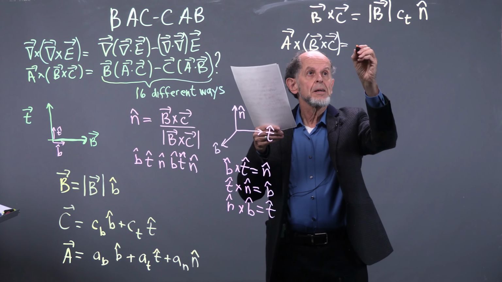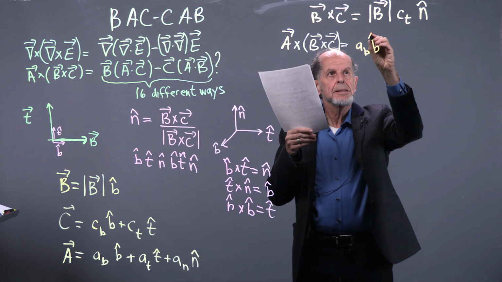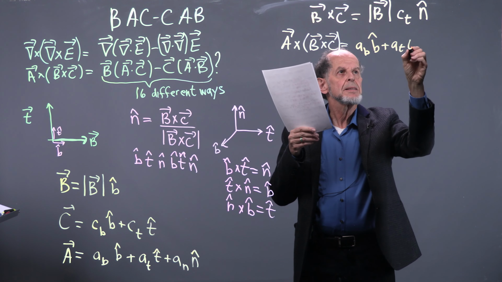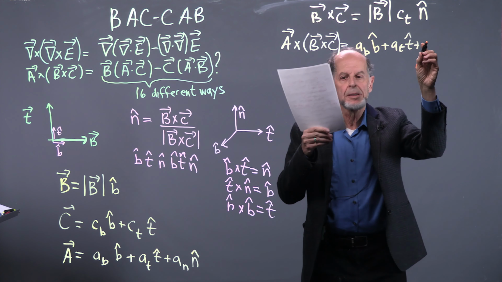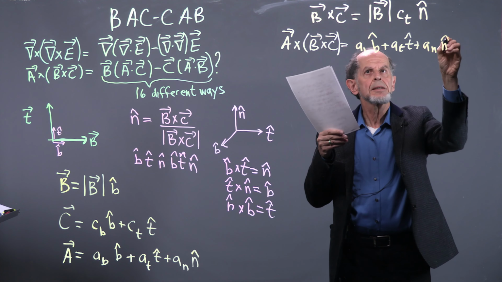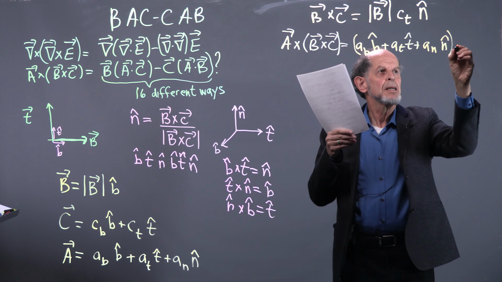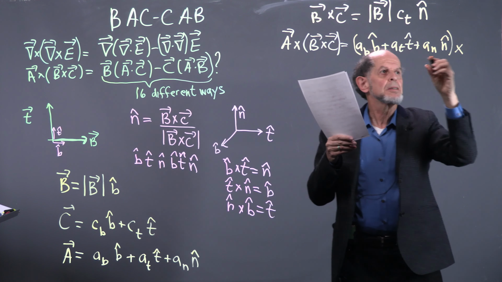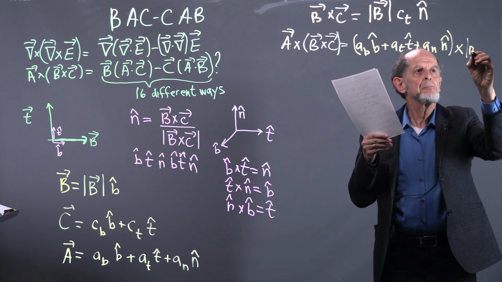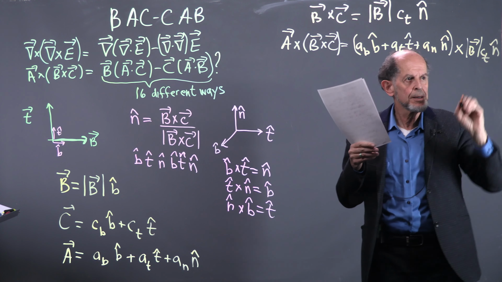So if you write this out, I'm going to write it all out. AB B hat plus AT T hat plus AN N hat. So there's A crossed with this. B C T N hat.